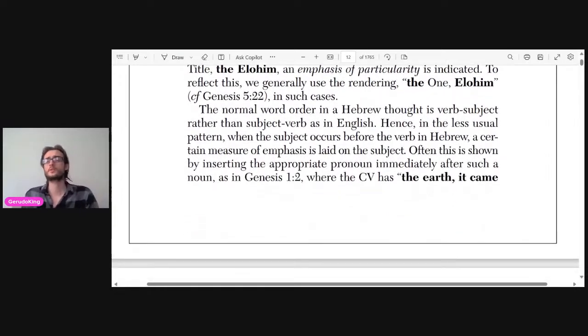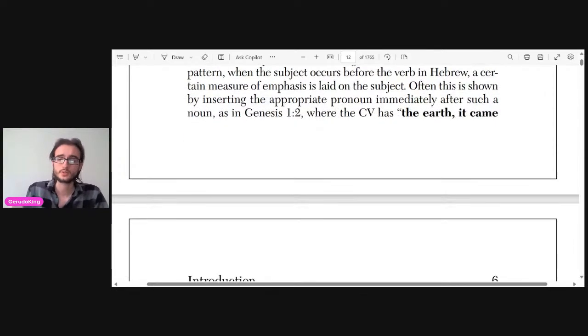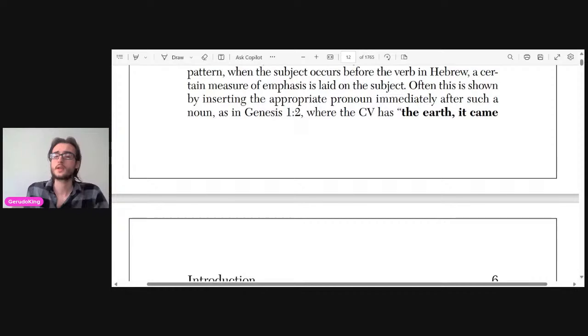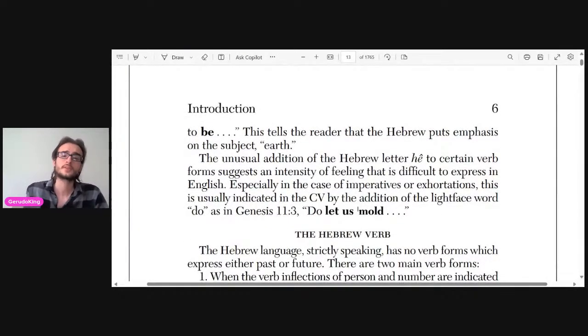The normal word order in a Hebrew thought is verb-subject rather than subject-verb as in English. Hence, in the less usual pattern, when the subject occurs before the verb in Hebrew, a certain measure of emphasis is laid on the subject. Often this is shown by inserting the appropriate pronoun immediately after such a noun, as in Genesis 1:2, where the Concordant Version has the earth, it came to be. This tells the reader that the Hebrew puts emphasis on the subject, earth.